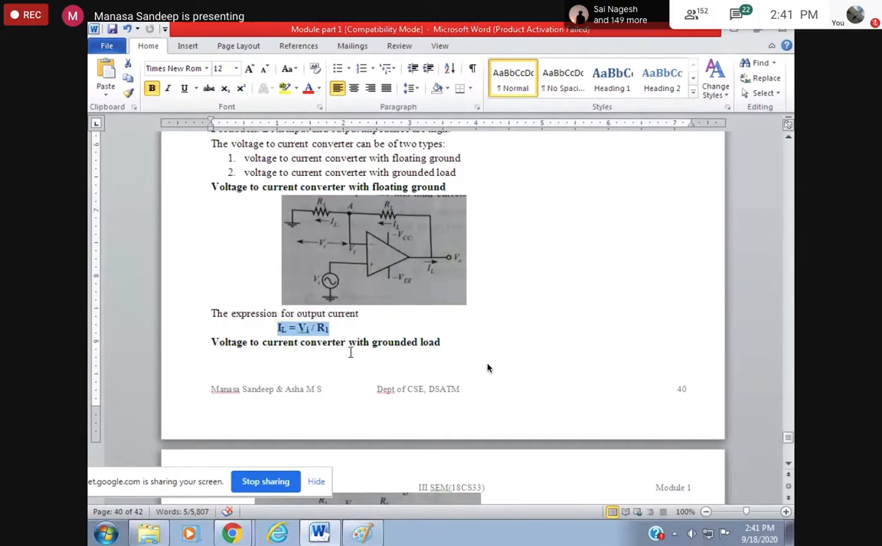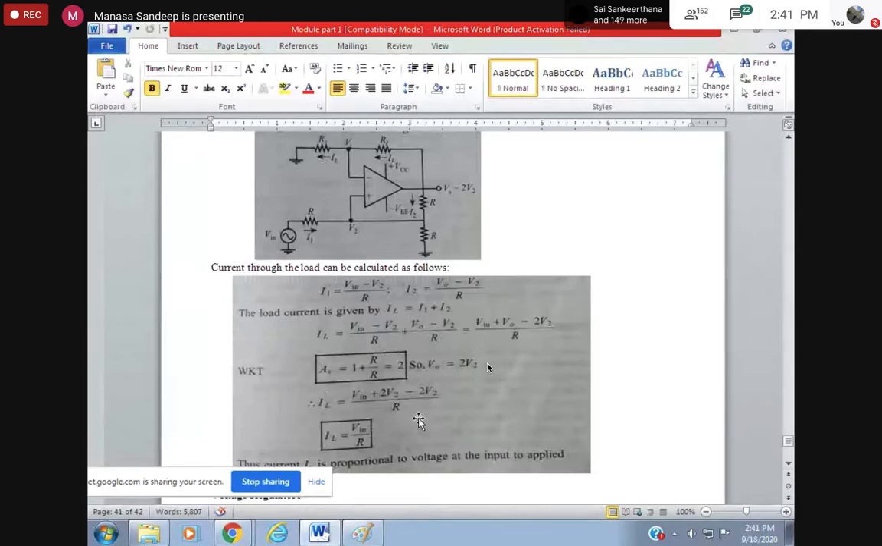I is equal to V by R, that's it. Okay, so if this one is grounded, here there is a bit of mathematics. Here I1 is at this point, correct? So this I1 is given by V in minus V2 divided by R, the voltage at these 2 points divided by R, correct?